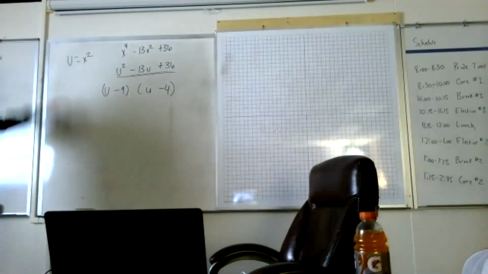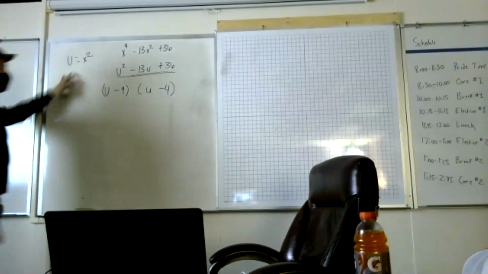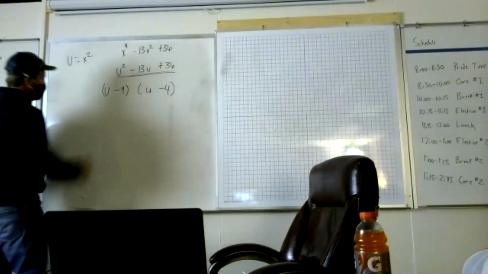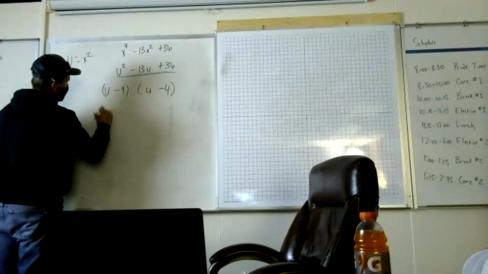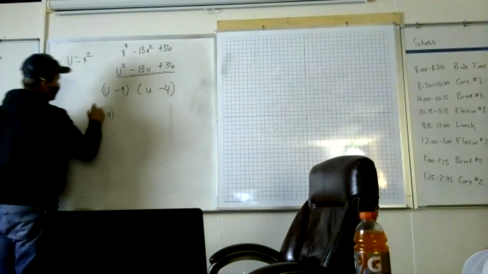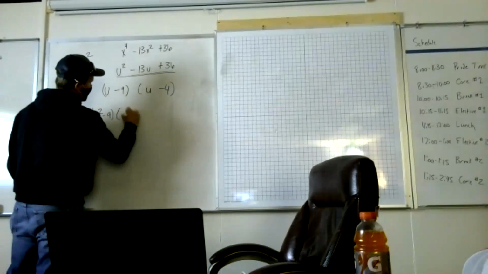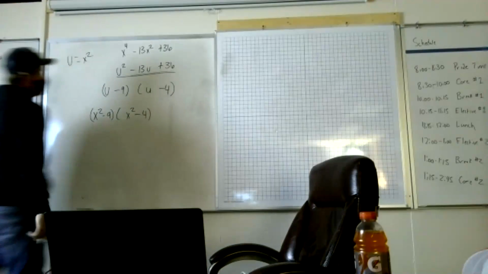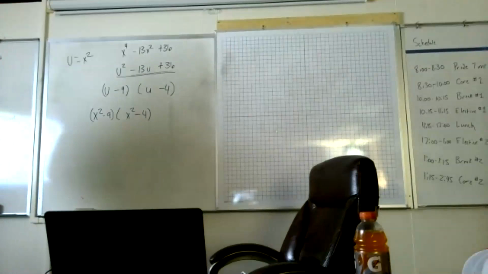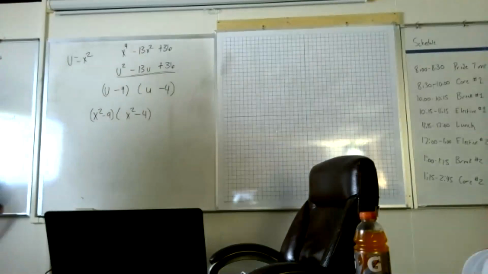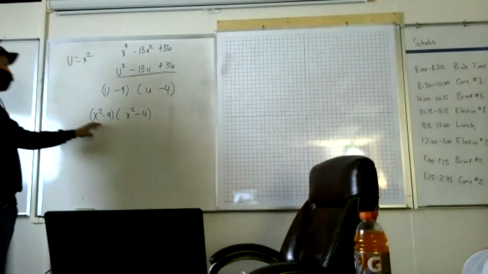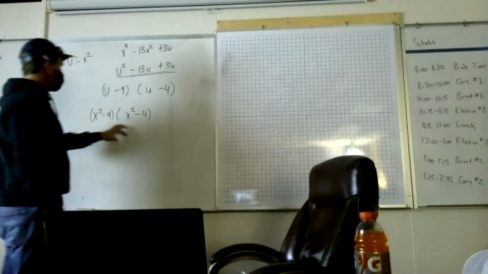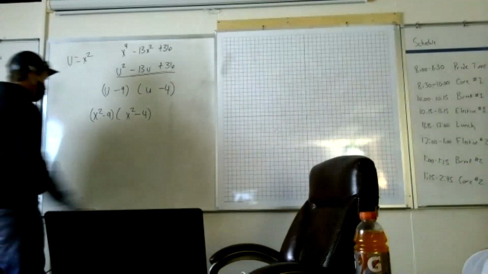At this point, since u is equal to x squared, we're going to plug x squared back in. And we're going to get x squared minus 9 times x squared minus 4. Then our zero product property comes back in. We're going to set each of these binomial terms equal to 0 and solve for x.